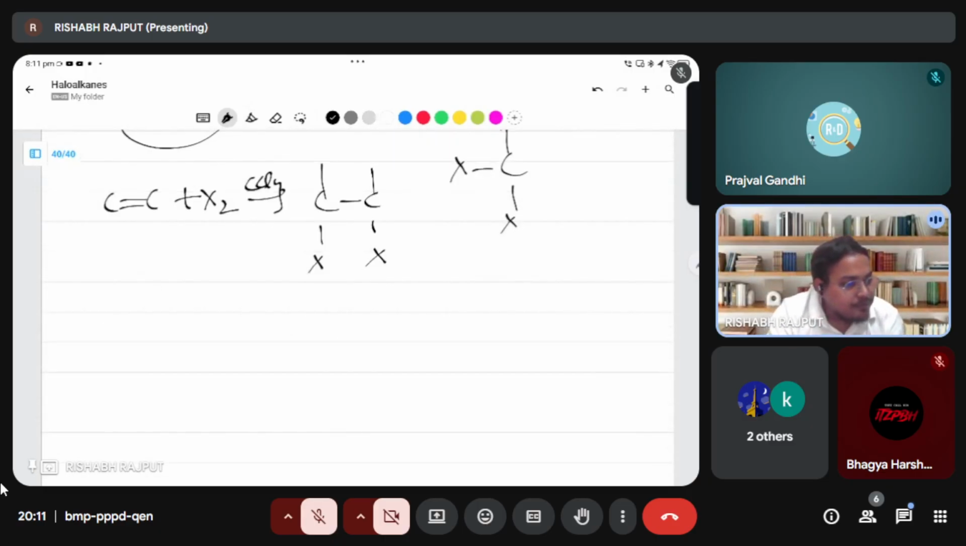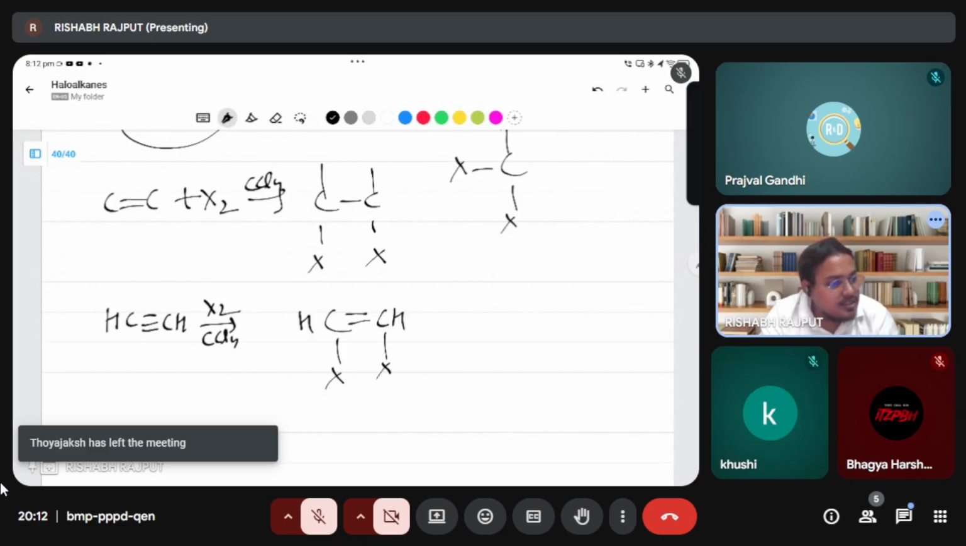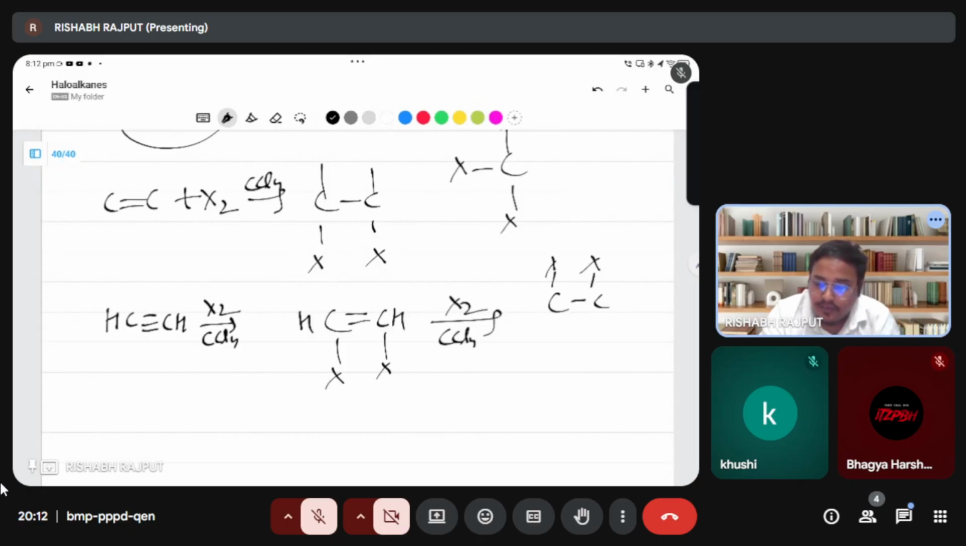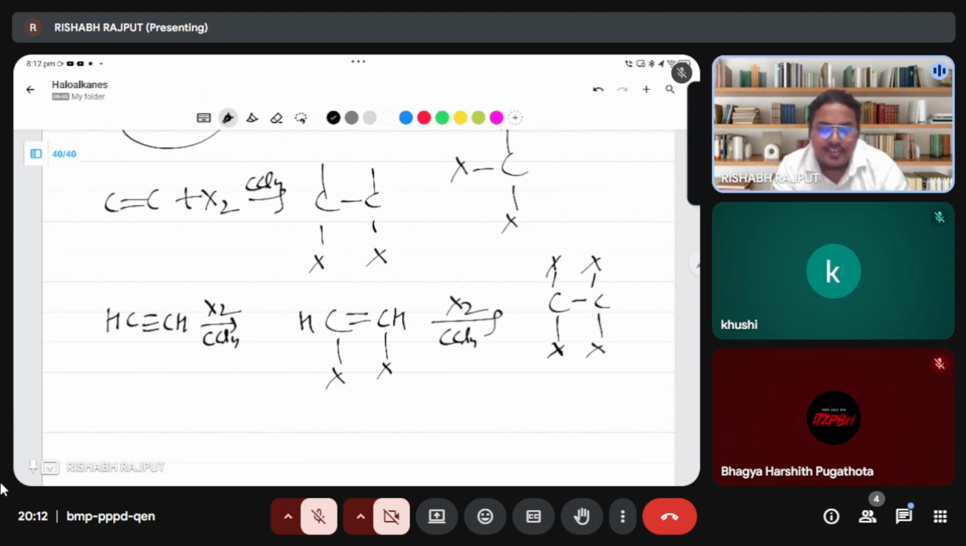And if you have an alkyne group also, you can again get addition. If you have HC≡CH in the presence of X2 and CCl4, again you will get the addition reaction. Initially you get the dihalide like this. Again you do X2 in the presence of CCl4, and again you will get addition. This is the addition reaction.